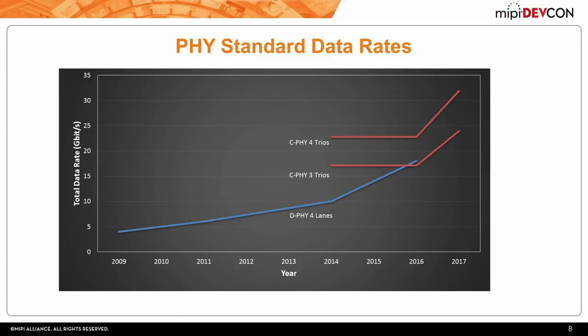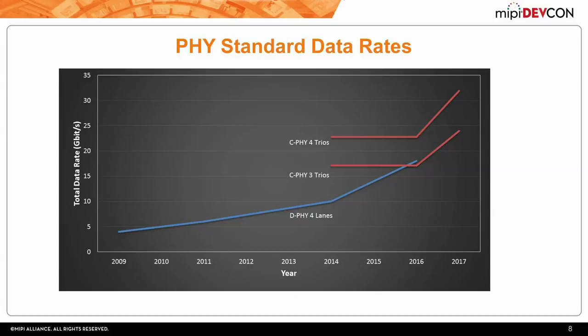for the different files. So the D-PHY started here. This is assuming the four lane. So this is like 4 gigabit per second, 1 gigabit per second per lane. Somewhere around here, we went to 1.5. And then in 2014, 2.5. And then 2016, we have the 4.5. So of course, this is multiplied by 4, and this is the aggregate data rate.